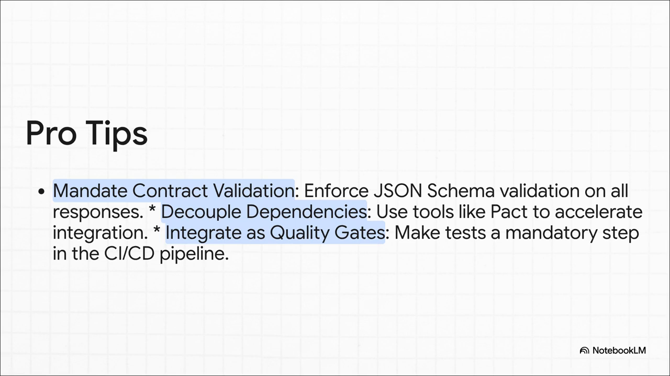So what do the top engineers do differently? It comes down to this. First, they mandate contract validation on every single API response. It's not optional. Second, they go all in on tools like Pact to truly decouple their teams and speed everything up. And third, they don't just run these tests on the side, they build them directly into the pipeline as a hard and fast quality gate. If the contract test fails, the build stops, period.